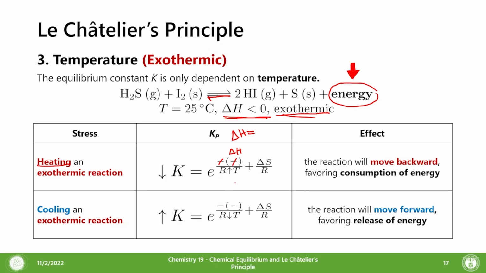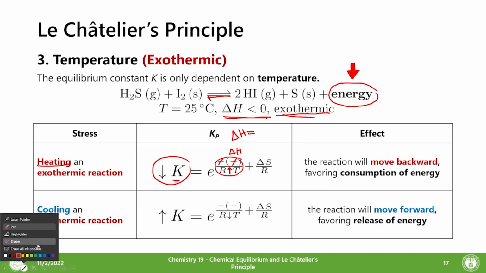You can see this from our equilibrium constant equation. By increasing the temperature in the denominator, we're actually decreasing this entire exponent and therefore decreasing the entire expression. Therefore, we get a shrinking of K, our equilibrium constant, and lowering K will favor the reaction moving backwards. Okay? But how about if we cool an exothermic reaction?